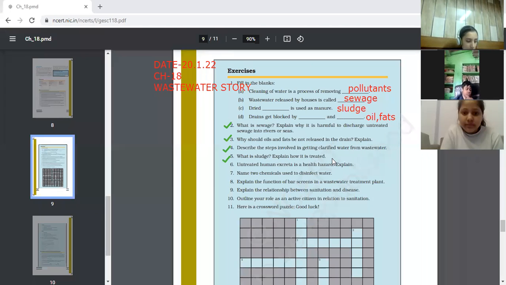So children, it's written in your WWTP also. What is sludge? A solid waste which can be removed with the help of a scraper. And then how is it treated? It is dried and then can be used as manure.